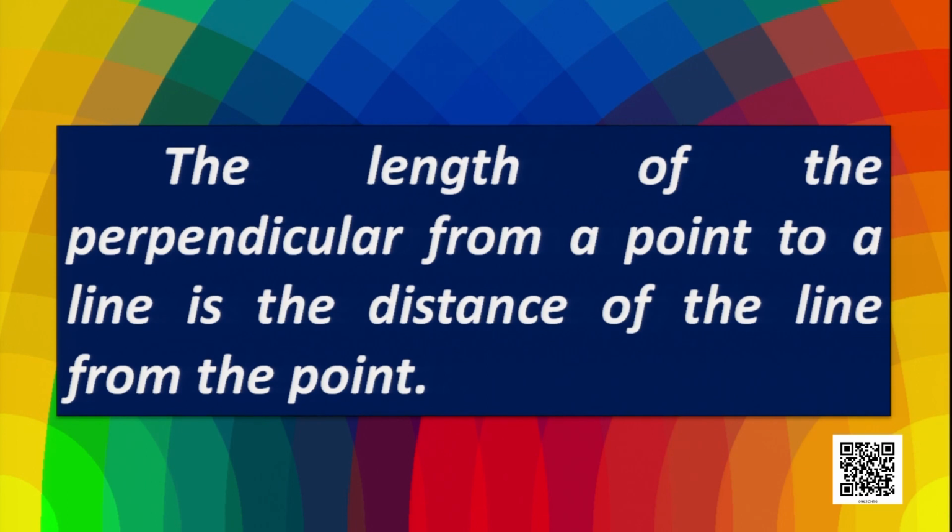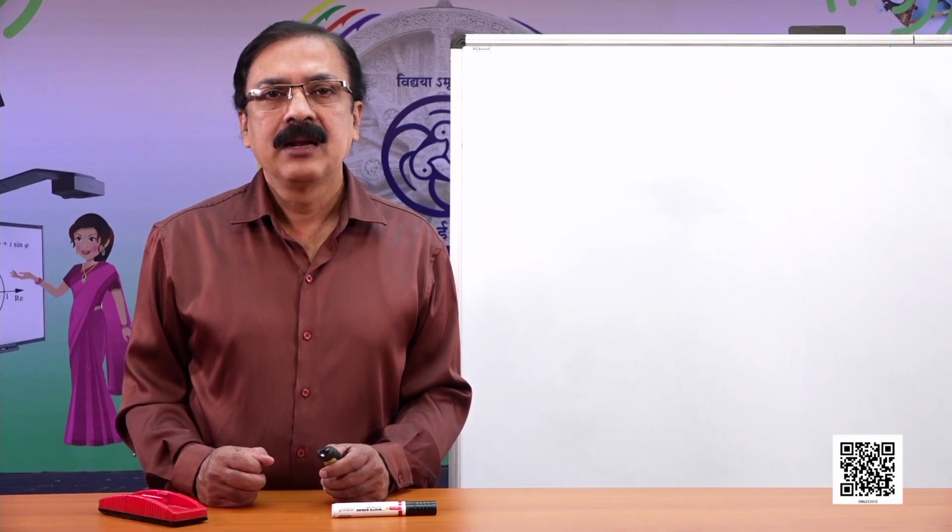What is the definition? The length of the perpendicular from a point to a line is the distance of the line from the point. As you see in that figure, the perpendicular distance OM is the distance of the point O from the line AB.